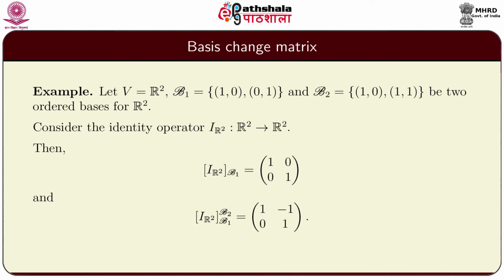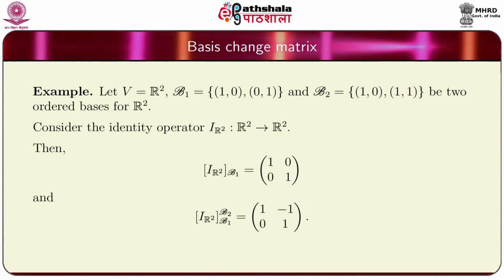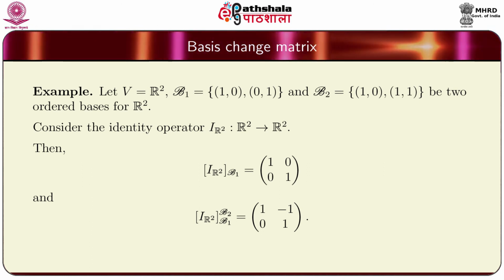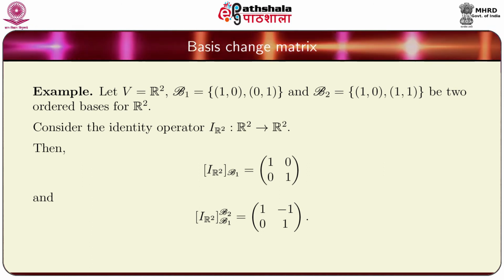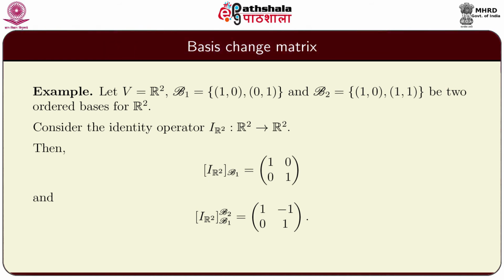Let us look at the identity operator I_R2 from R2 to R2. If we follow the definitions, we can see that the matrix representation of I_R2 with respect to the basis B1, the standard basis, is nothing but the 2 cross 2 identity matrix, whereas the matrix representation of I_R2 with respect to the bases B2, B1 is the matrix where the first row is 1, minus 1 and the second row is 0, 1. It is a different matrix.